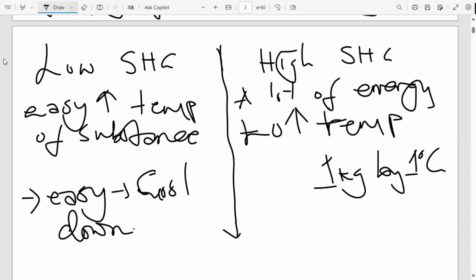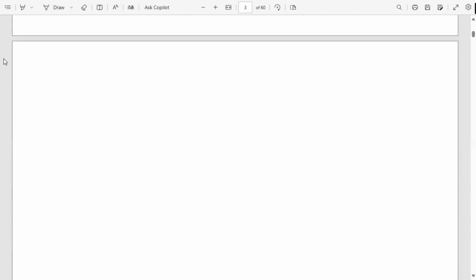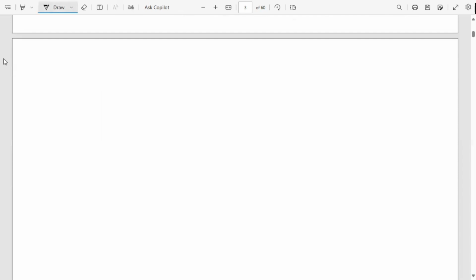Hence, it will be difficult to heat such substances, whilst at the same time, it is also going to be difficult to cool down such substances. So specific heat capacity can be represented by the letter C, like this.